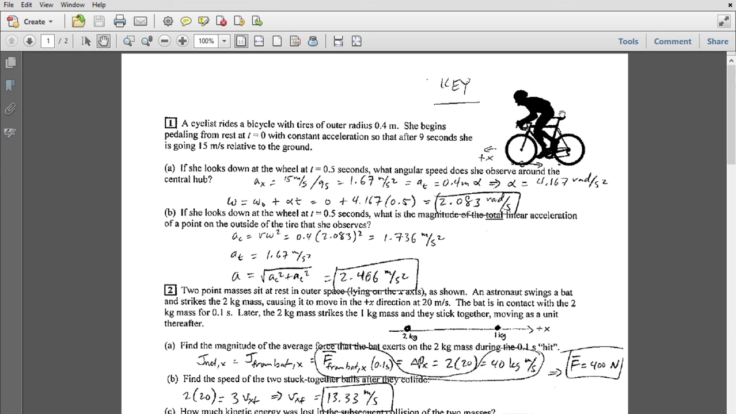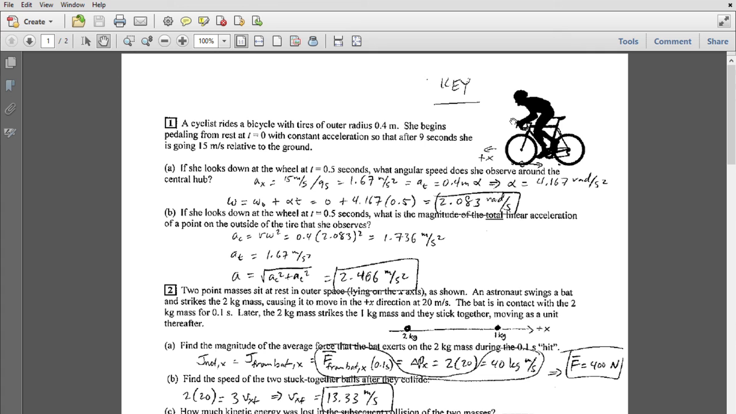A cyclist rides a bicycle with tires of outer radius 0.4 meters. She begins pedaling from rest at t=0 with constant acceleration so that after 9 seconds she's going 15 meters per second relative to the ground. If she looks down at the wheel at 0.5 seconds, what angular speed does she observe around the central hub of the wheel?